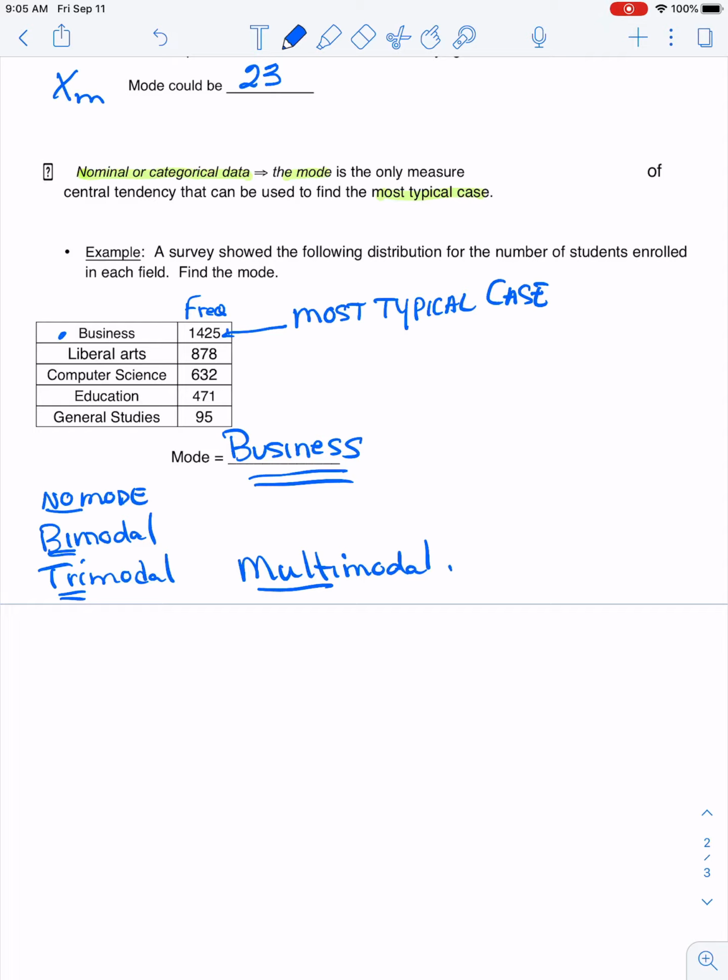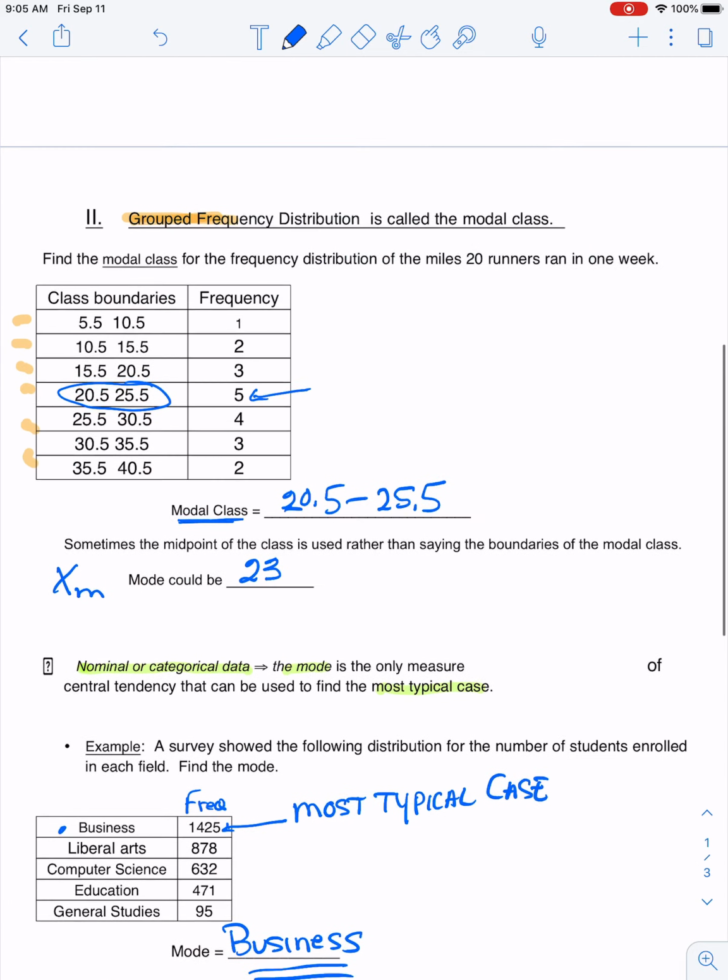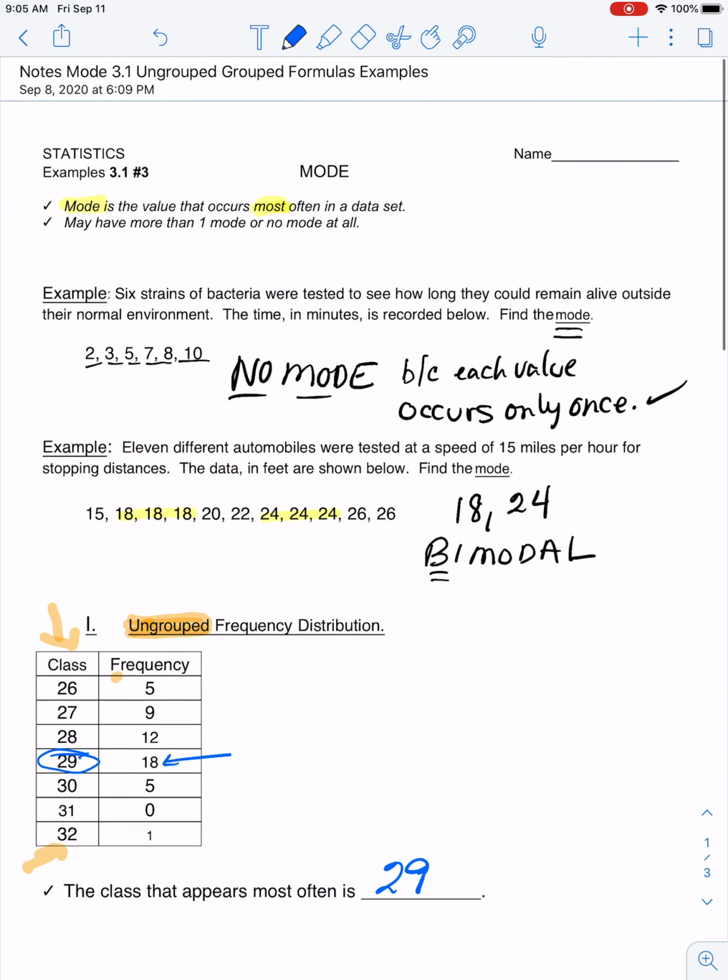Thank you for watching. Again, this was information about how to calculate the mode in different situations.